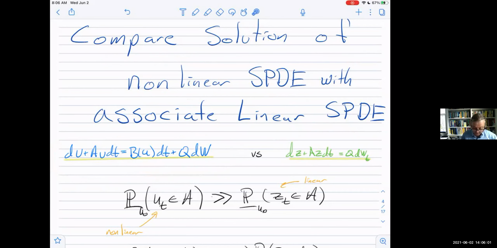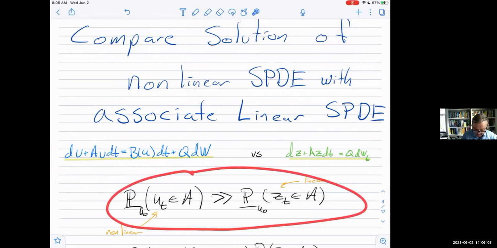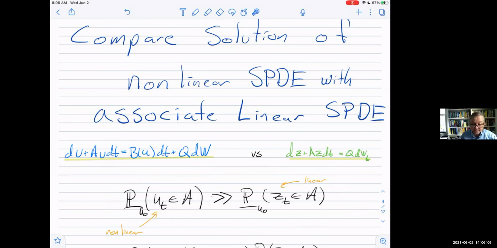So you might want to ask, as measures, are they equivalent, or at least are they absolutely continuous? Now, I'm going to usually just talk about absolute continuity. Equivalence from these methods usually follows when you have something better than local solutions, when you have global solutions, but it requires something a little bit more.